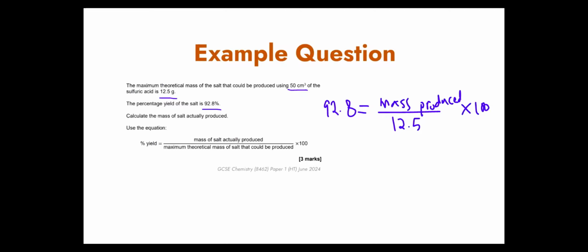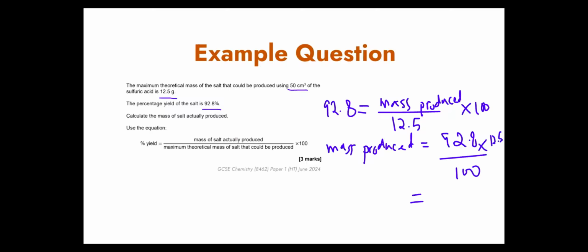So the equation would become mass produced equals 92.8, and then times by 12.5, and then divided by 100. You solve this, and this would give you 11.6 grams. And that is our answer. That is the mass of the salt that is actually produced.